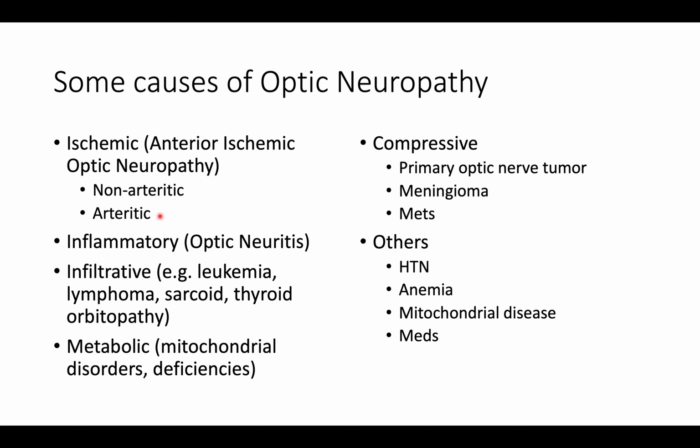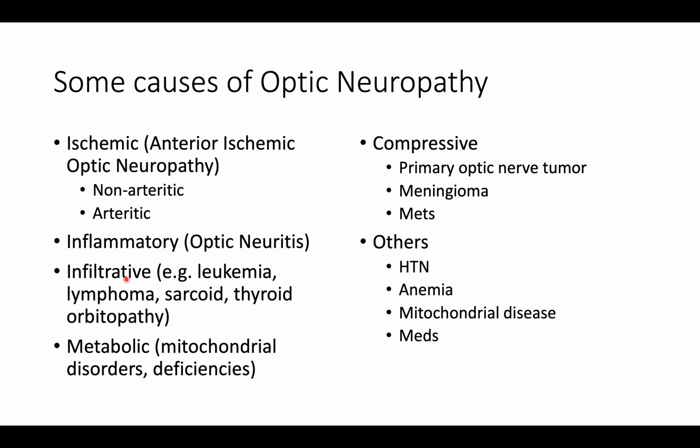Arteritic is caused by a disease called giant cell arteritis. It is the inflammation of the medium and large arteries, and it is less common than non-arteritic. The point about arteritic is you have to give treatment as soon as possible to prevent the progression to the other eye. And we have the inflammatory causes like optic neuritis.